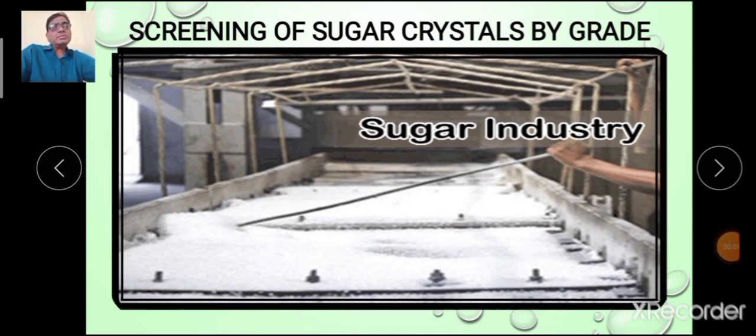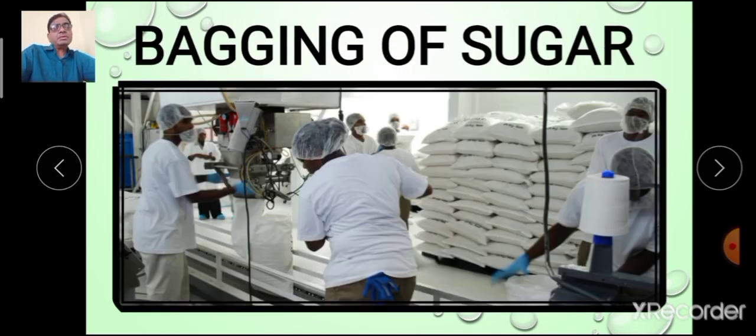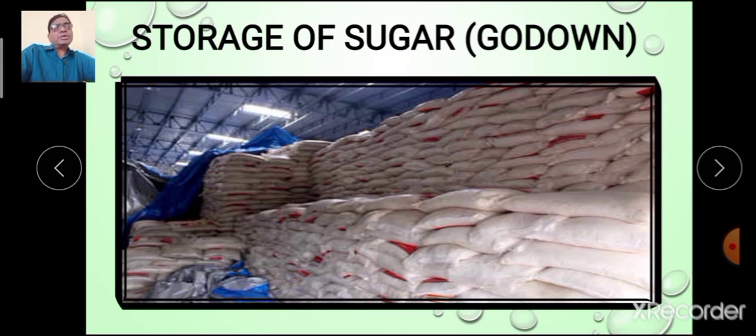After screening, the sugar is bagged. This is the bagging of sugar. It is bagged into sacks according to weight. The sack may be of 50 kg or 25 kg, and after bagging, these sacks are stored in the storeroom, that is a godown. Here we can see the storage of sugar, and from this godown the sugar is transported to the market for selling purpose.